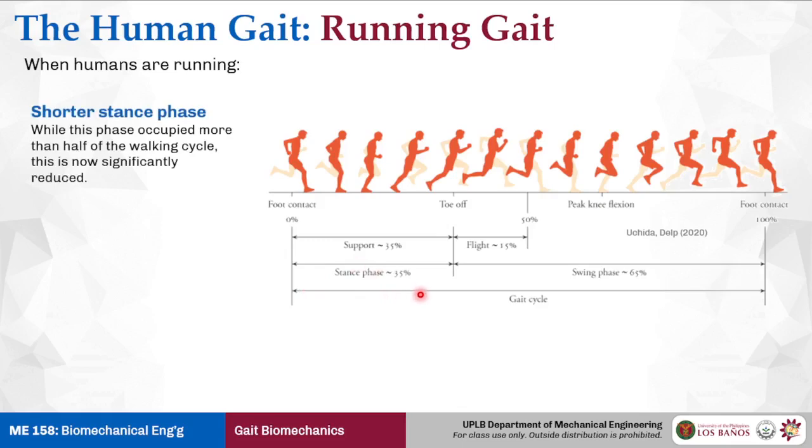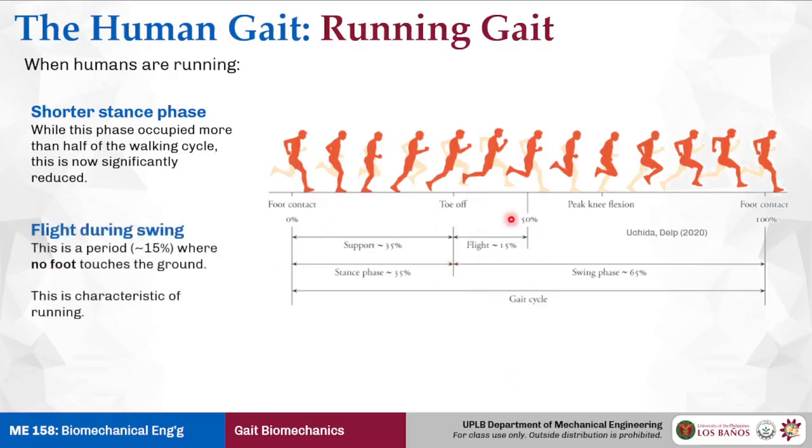Most of your leg motion is dedicated to the swing. In fact, if you look here, for 50% of the running gait there is no foot on the ground. We call that the flight period. This is the moment wherein none of your feet are in contact with the ground. If you want to increase your efficiency in running, you want to lessen the contact with the ground and increase the swing phase of your running gait.